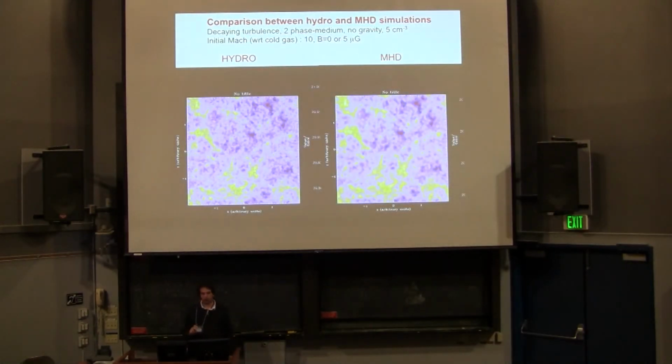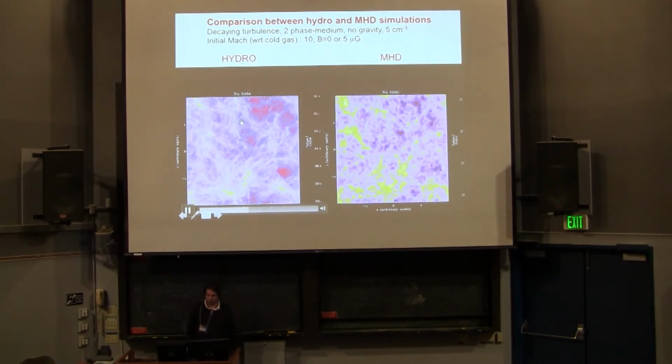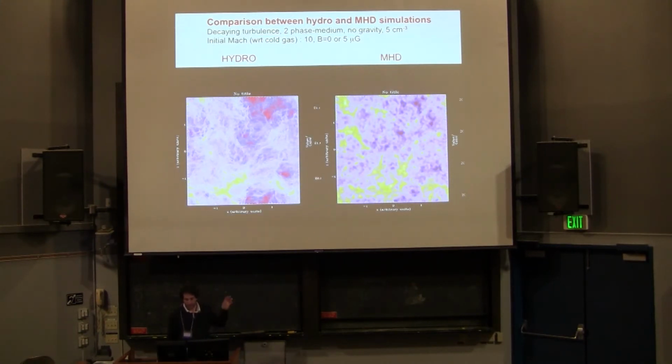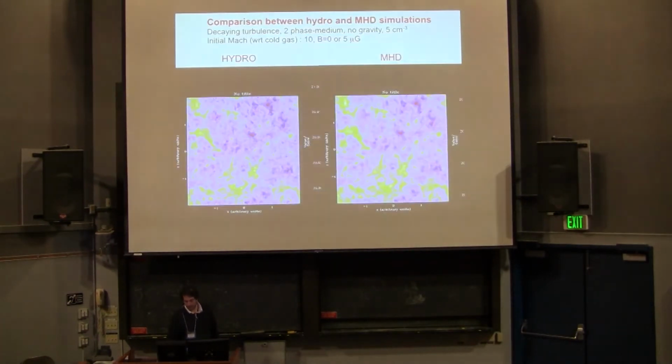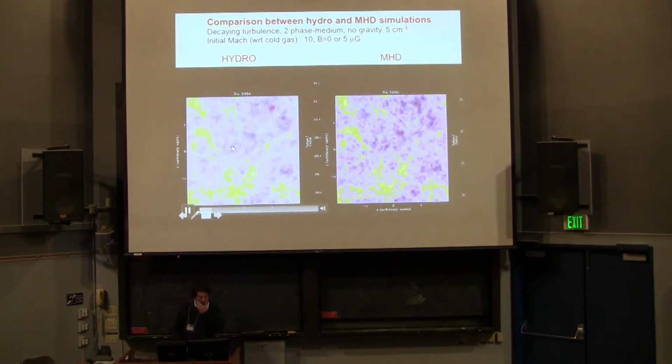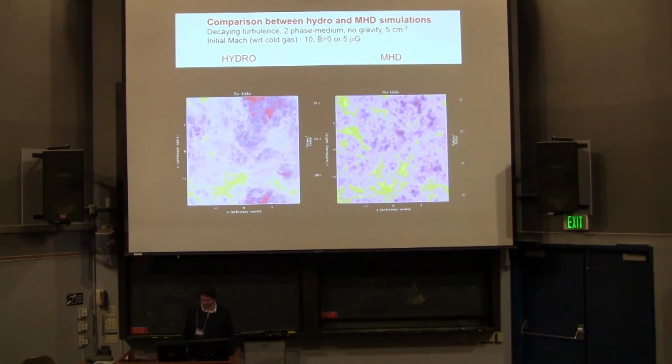Okay, so just to give you a flavor of what we can do and how important the magnetic field can be. This is a decaying simulation run where the velocity field is specified by hand using just a Gaussian distribution, and that's a supersonic simulation, so the Mach number is typically 10. So you see quickly the series of shocks developing and the filaments and sheets forming.